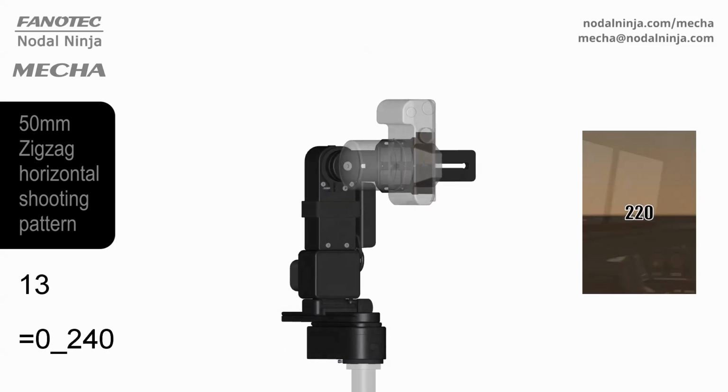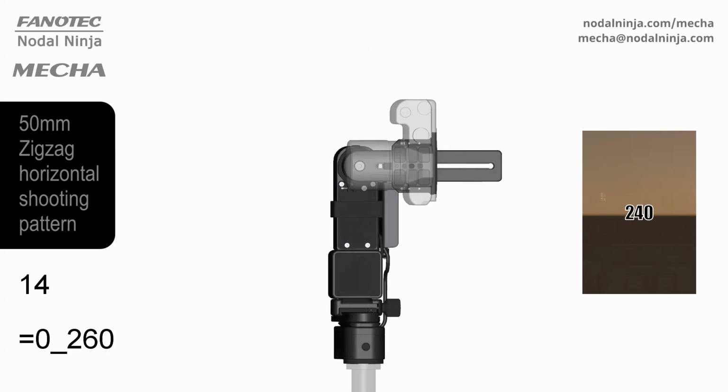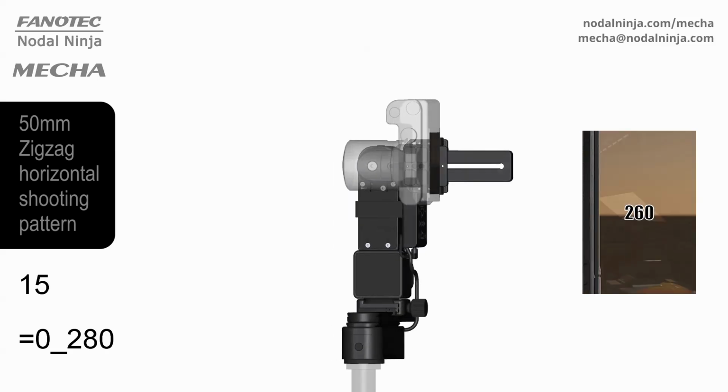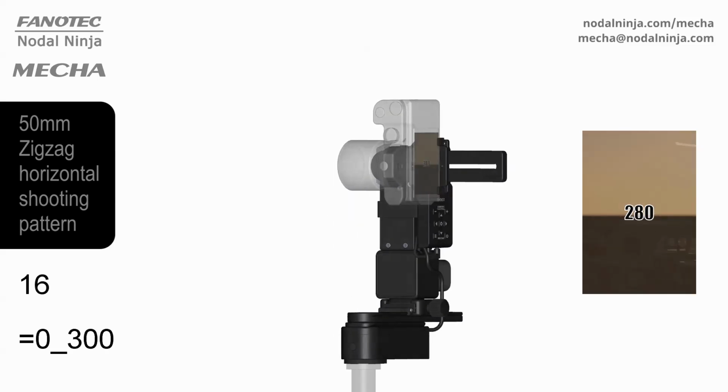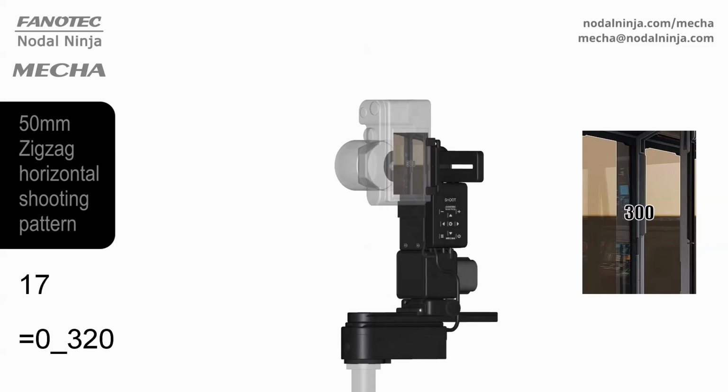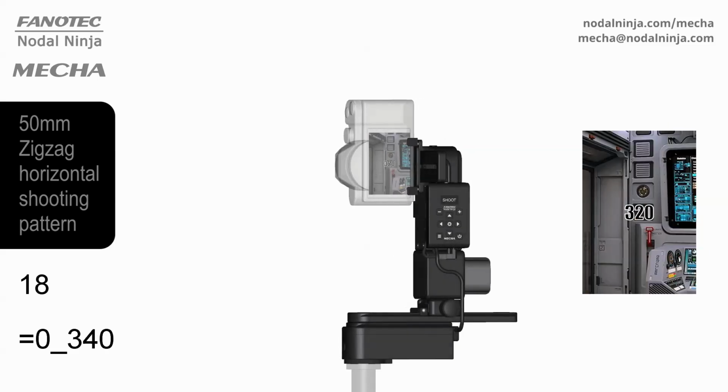Shooting in a horizontal zigzag pattern means shooting row by row, and after the last position of the first row, the last position of the second row follows, then the first position of the third row, and so on.